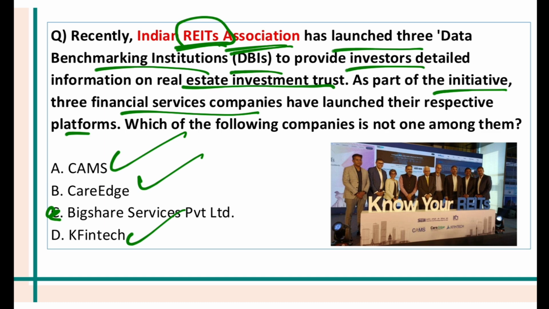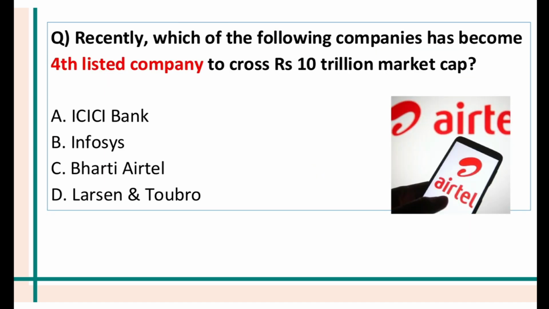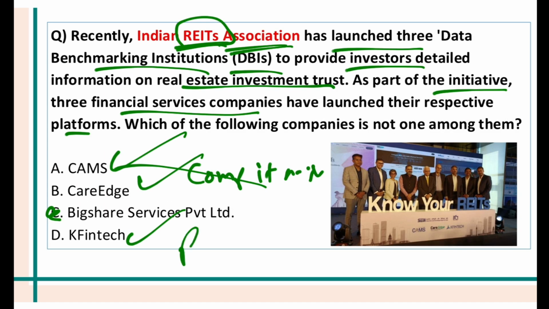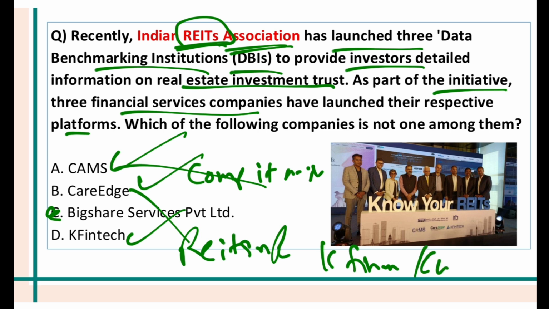So what is the name that they have kept? Well, compareitnow.in by CAMS. We have REITs Infra Edge by CareEdge, and we have KFin Insights by KFintech. I don't think the names are very important, right? And currently, how many REITs are there in India which are publicly listed REITs? Brookfield India Real Estate Trust, Embassy Office Parks REIT, Mindspace Business Park REIT, and Nexus Select Trust.